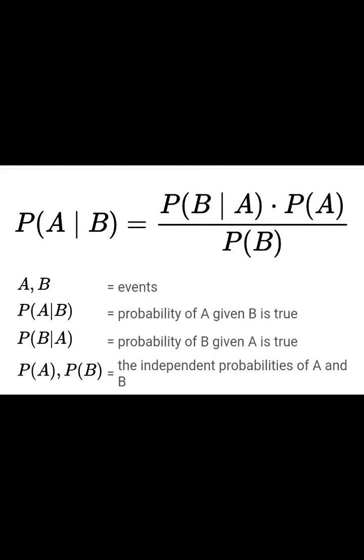Bayes' theorem, also known as Bayes' rule, is a mathematical formula used to determine the conditional probability of events. Essentially, Bayes' theorem describes the probability of an event based on prior knowledge of the conditions that might be relevant to the event. This is the formula of Bayes' theorem.